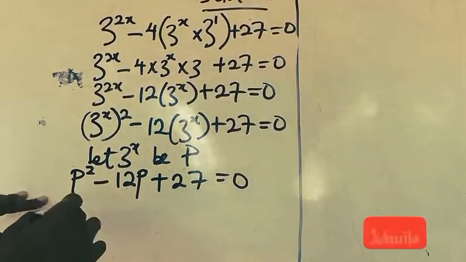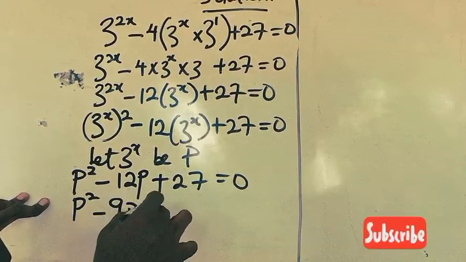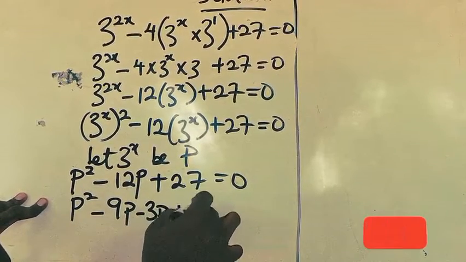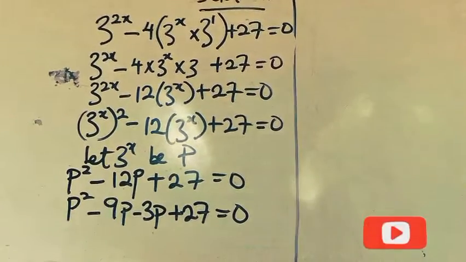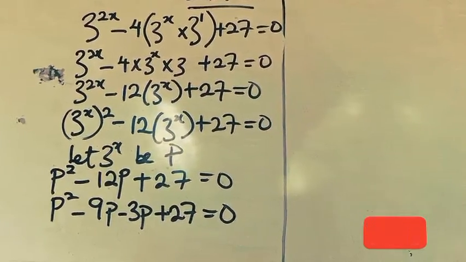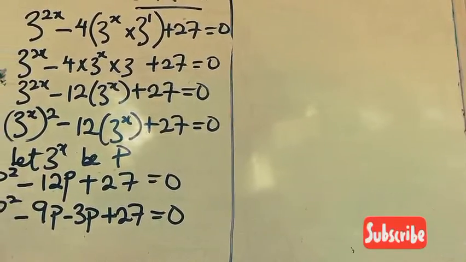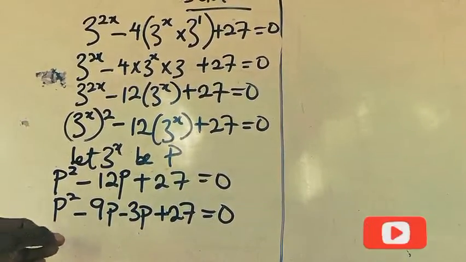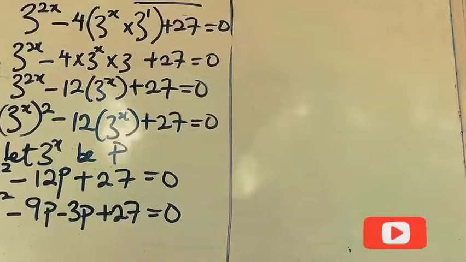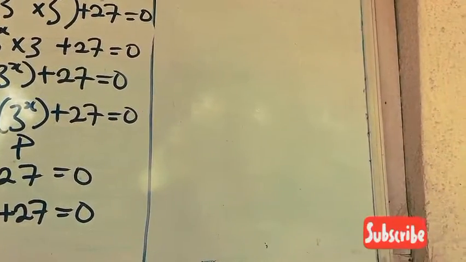So this is what it will give me. p squared minus 9p minus 3p plus 27 is equal to 0. With this, I can now continue to factorize, because we have some common factors here. It's now for me to figure out the common factors and factor them out and continue with the equation. So how do I go about it?